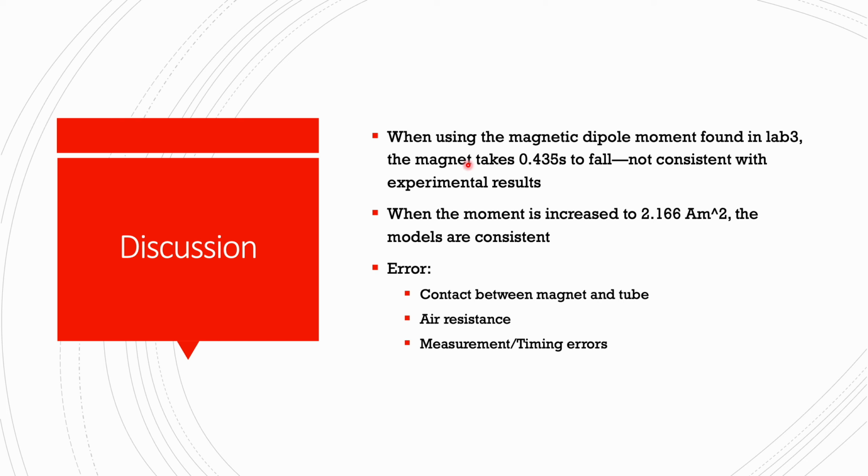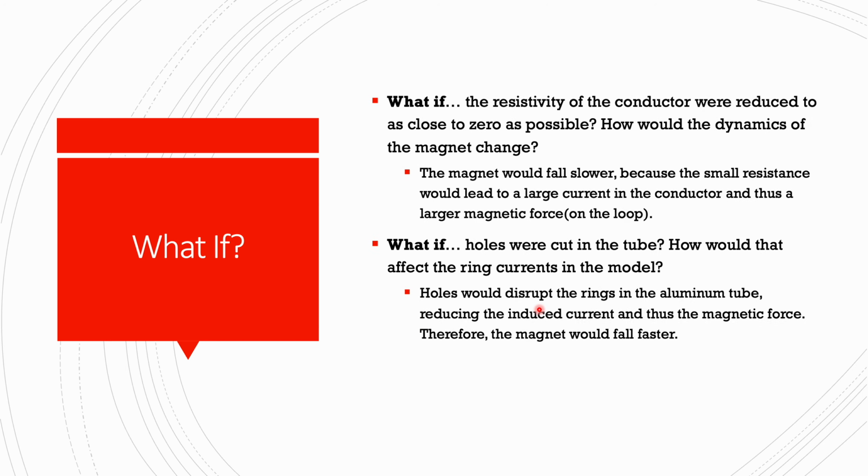So for a discussion, just to reiterate, we realized that the magnetic dipole that we found in Lab 3 was inaccurate, and the actual magnetic dipole moment was 2.166 A·m². Some possible sources of error that could have thrown off this experiment are contact between the magnet and the tube as it fell, creating friction, air resistance, or some error in our measurements and timing.